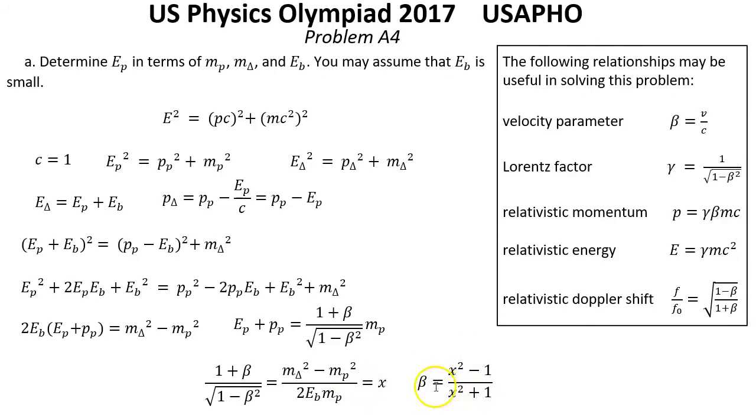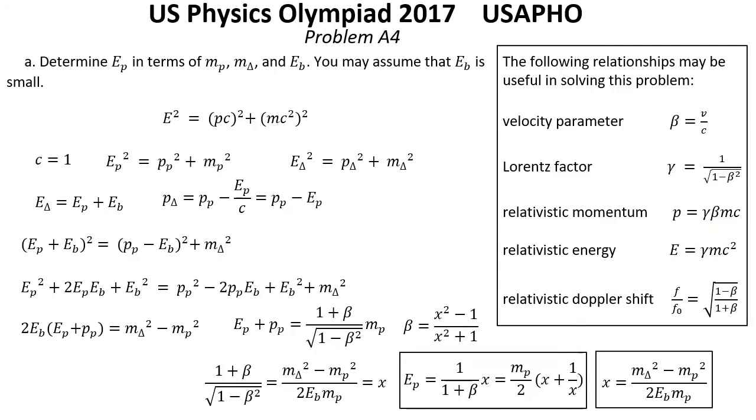And the last point, we have to use the expression for E_p, which is the relativistic energy. And finally we have the energy of the proton before collision, E_p, equal to this expression, where x equals this expression. So that was the solution for question A.